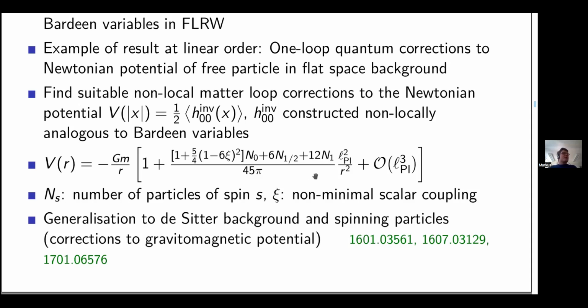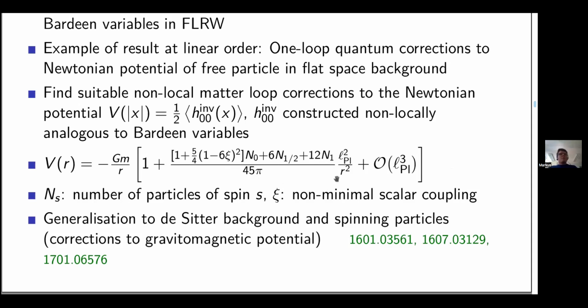And the coefficient is a strange numerical factor, 45 pi, and it depends on the number of matter fields that you have. There's n0, the number of particles of spin 0, for example the Higgs particle, that scalar particle. n1/2 is the number of fermions, like the electron or the neutrino, and n1 is the number of vector fields, like the electromagnetic potential. And xi here is some non-minimal coupling, which one can also compute. There might be higher orders, but this is what you can get at linear order.